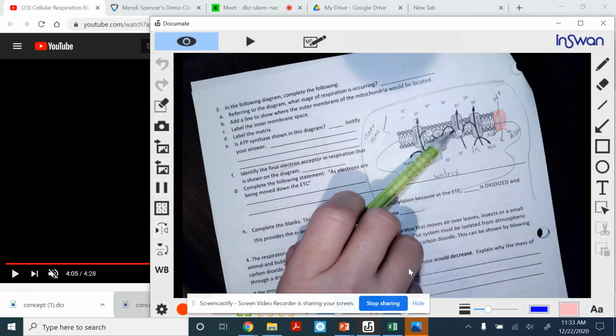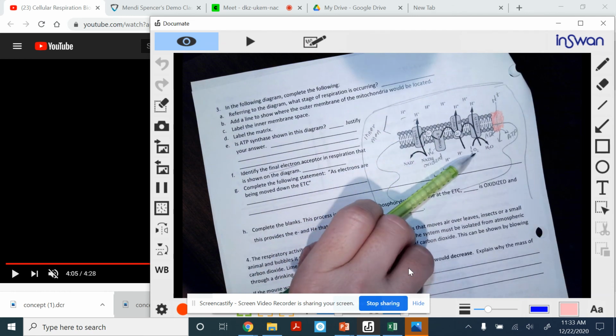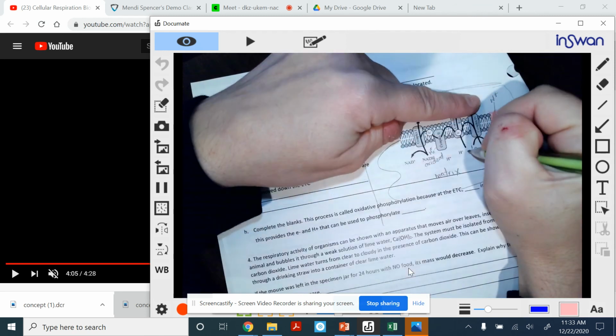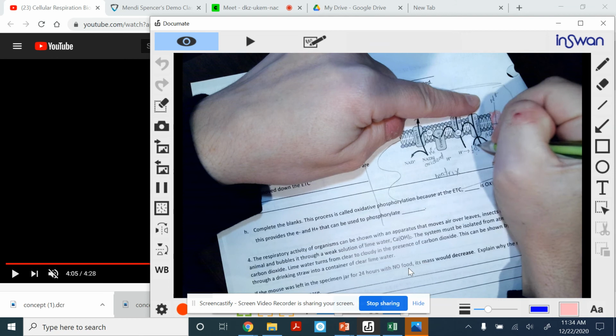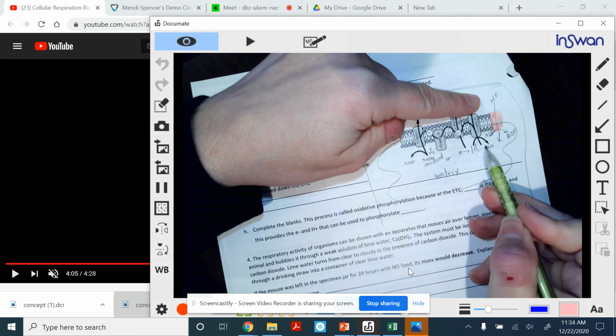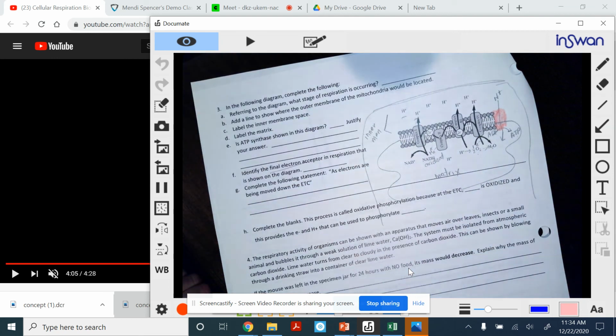Ultimately, though, we can also say oxygen gets reduced because doesn't it get a proton and electron to form water? So, again, we can say oxygen is the final electron acceptor. We can also say that oxygen is reduced to water, which allows electrons to continue to flow down the electron transport chain. All right, but going back to that.